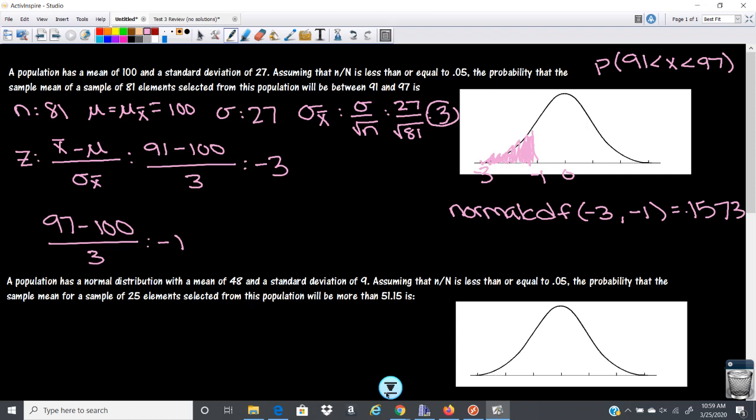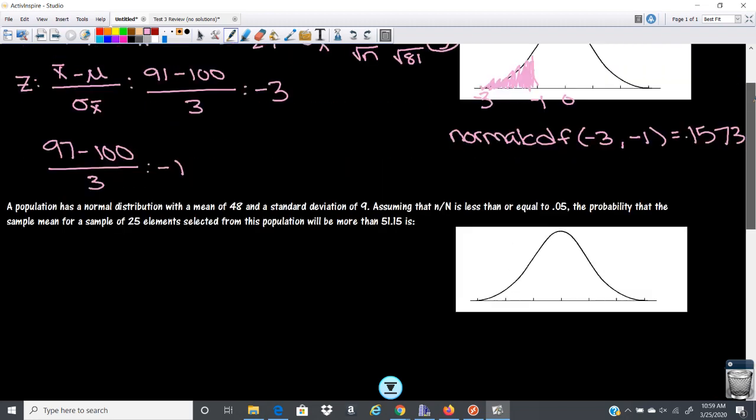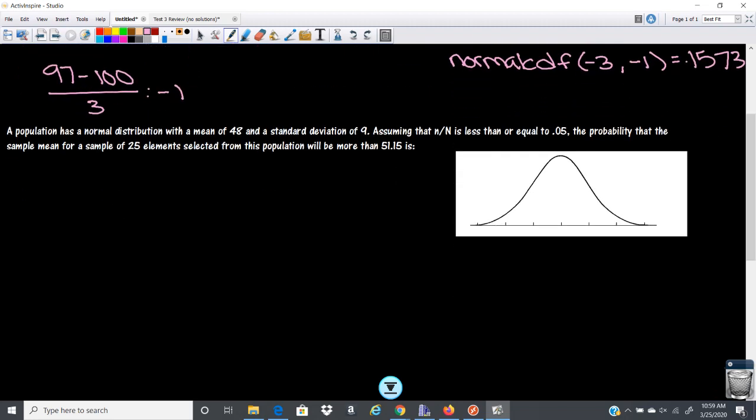Okay, so then the next problem we have is similar. We have a population that has a normal distribution, with a mean of 48 and a standard deviation of 9. We're assuming that our parameters are good, the population or sample size is big enough. The probability that the sample mean for a sample of 25 is more than 51.15. So our sample size is 25. Our mean, which is equal to our mean of x bar, is 48. The population standard deviation is 9.